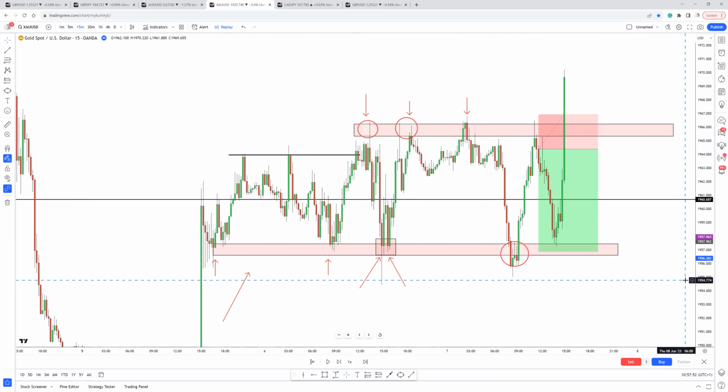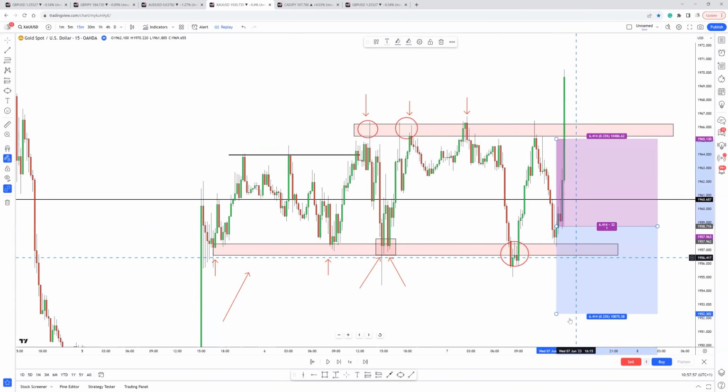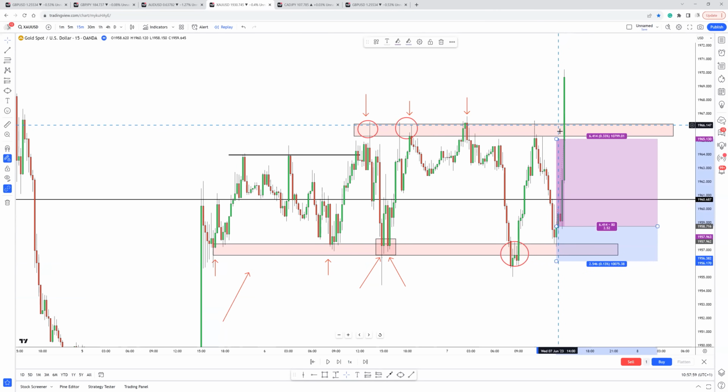Okay. Let's say now we're continuing to follow behavior because we're in a consolidation and nothing changed yet. Here is another trade.